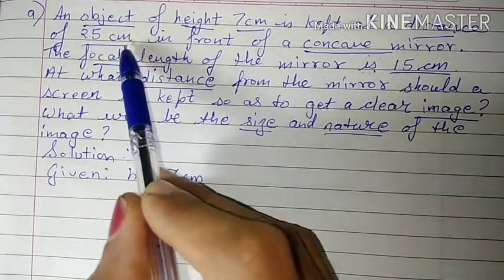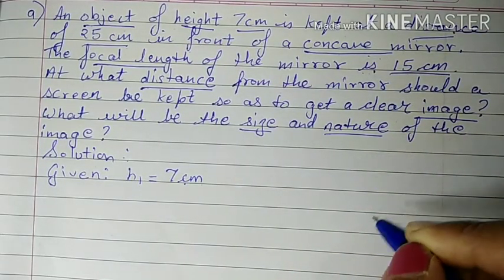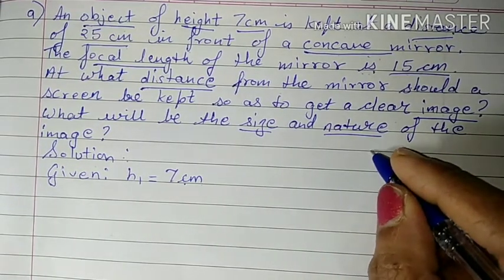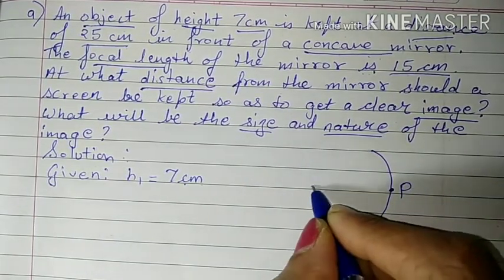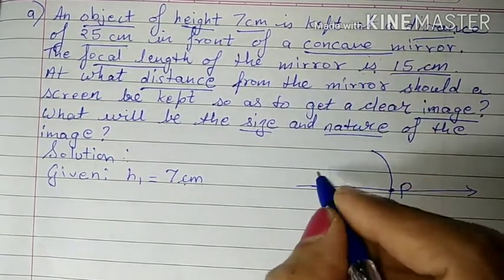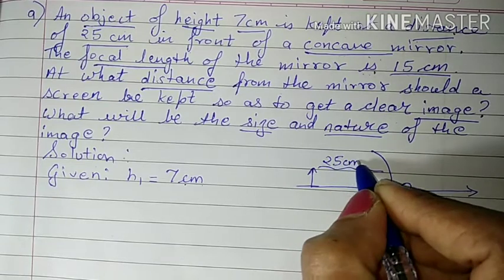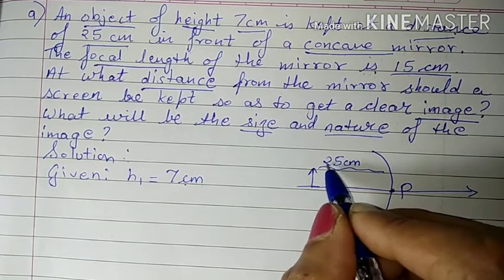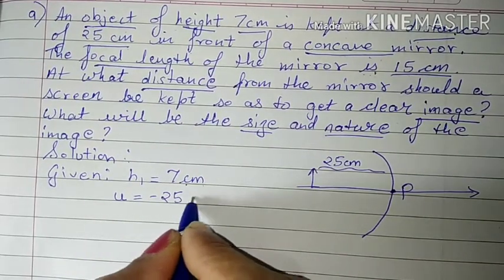The distance of the object is 25 centimeters in front of the concave mirror. It's always advisable to draw a rough diagram so that you understand where the object is placed and where the image will be formed. Since it is a concave mirror, this is the pole P, and this is my principal axis. Let's say the object is here and the distance is 25 centimeters. Since we measure the distance from the pole towards the left side, this is going to be minus. So the object distance is denoted by U, which is equal to minus 25 centimeters.